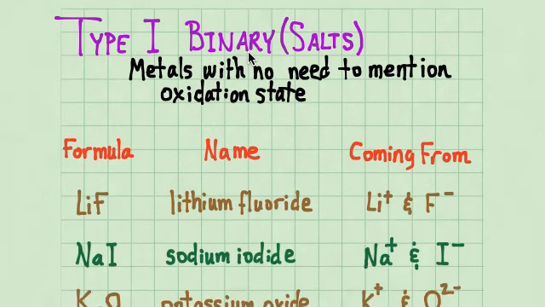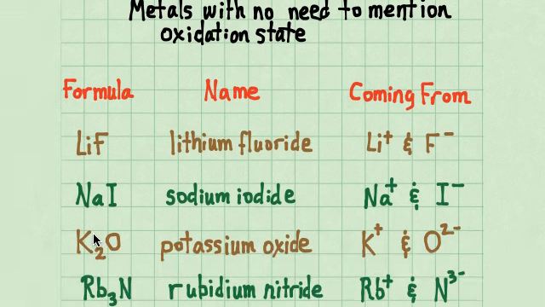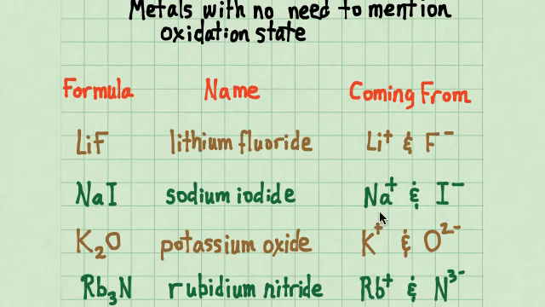Oh yeah, so type 1 binary. I take a metal and a non-metal, and I don't have to mention the charge on the metal because it's so predictable. It always has the same charge. Lithium, sodium, potassium always have a +1. So if I combine a first family metal with any non-metal, I can just name it lithium fluoride, changing fluorine to fluoride, sodium iodide, potassium oxide. Here I see the oxygens in the 2- family and potassium's in the +1 family.